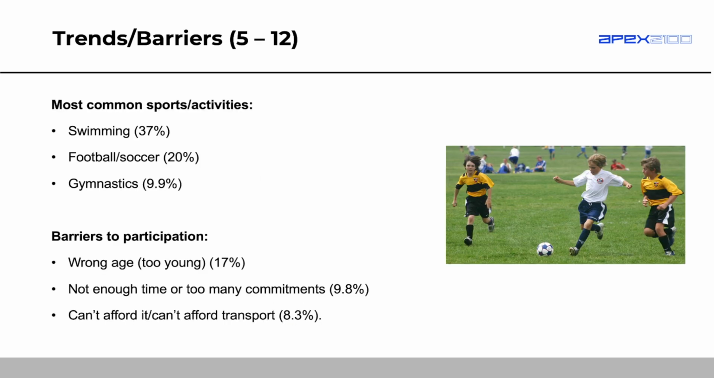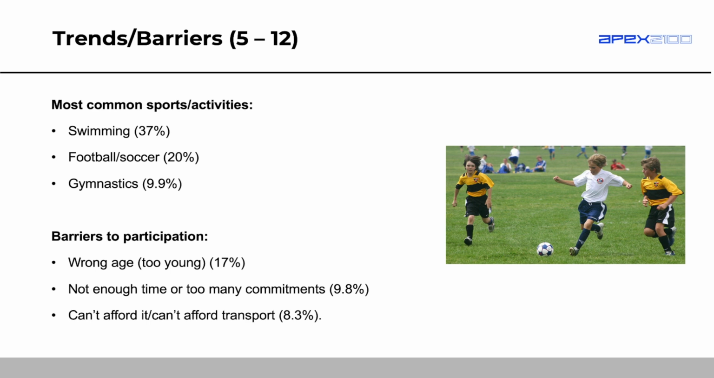Now, in terms of barriers and trends for exercise, we're going to go through some of the basic barriers for exercise in the specific age groups. For 5 to 12-year-olds, the most common sport or activity that they do is swimming, soccer, and gymnastics. And the reason why they don't do physical activity, if they don't do any, these are the barriers to participation, is firstly because they're the wrong age. This probably comes from the parents telling them, no, you're too young to do that.